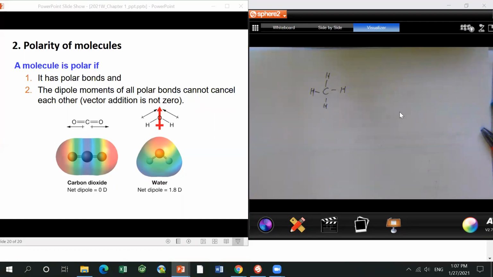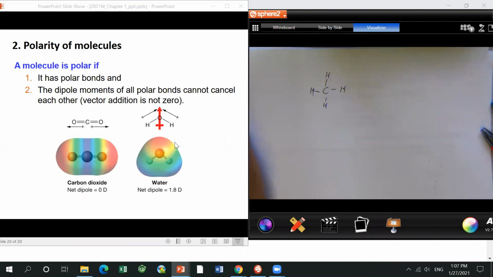Here are two very good examples. The first one is carbon dioxide. Carbon dioxide is a linear molecule with 180 degrees. In this molecule there are polar bonds, the C=O bonds, but these two polar bonds point away from each other and cancel out, because the angle is 180 degrees. So in this case the whole molecule is non-polar.